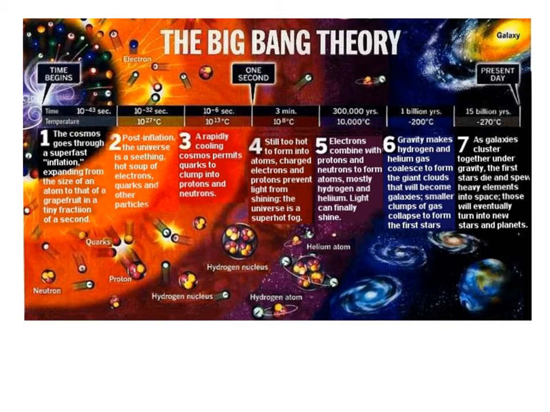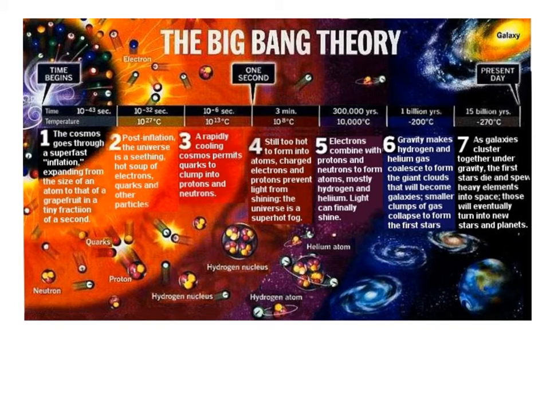In the next 10 to the minus 32 seconds, we see here, this post-inflation, the universe is a seething hot soup of electrons, quarks, and other particles. So we see that kind of down in here where we see all these tiny little things. In the next 10 to the minus 6 seconds, we're going to see a rapid cooling. The cosmos allows quarks to clump together into protons and neutrons. So now we saw electrons forming here, and here we're seeing the formation of protons and neutrons. And that takes us to about 1 second after the Big Bang.